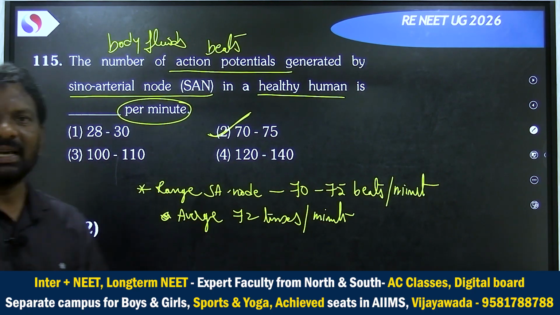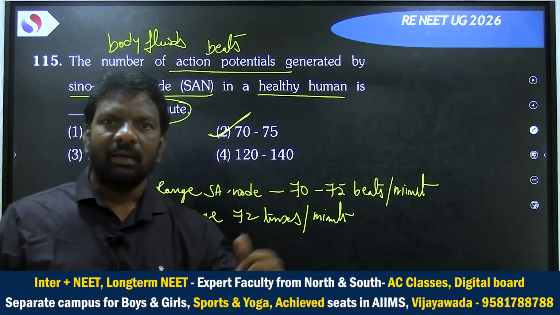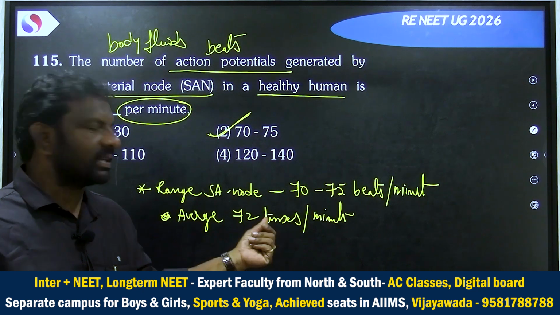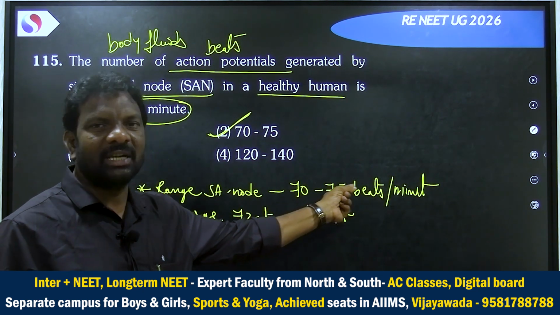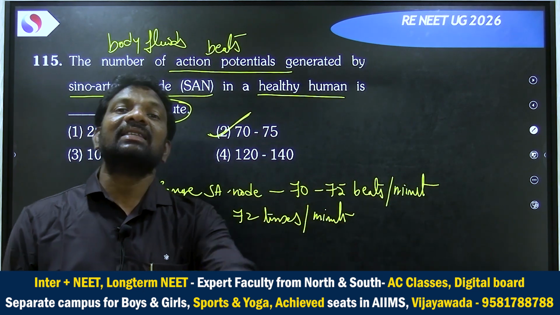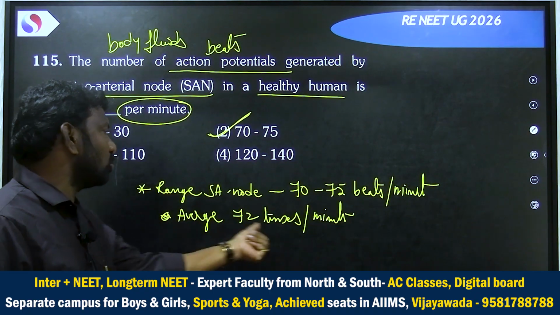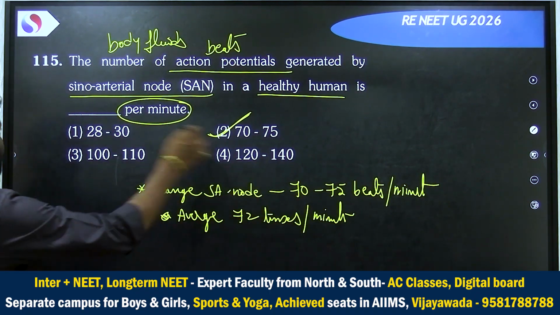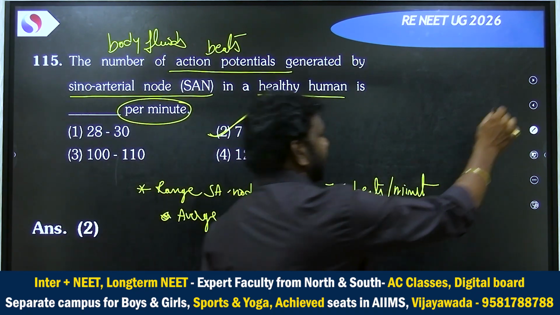So here, if they are asking, the question is very clear. If they are asking ranges, it means 70 to 75 beats per minute. If they are asking average, that is 72 beats per minute. So guys, next question, look at the screen, next question.